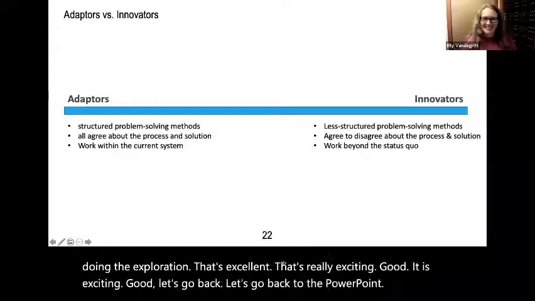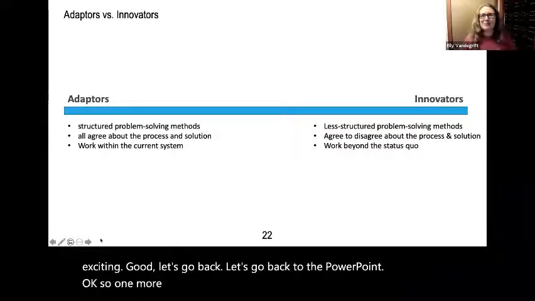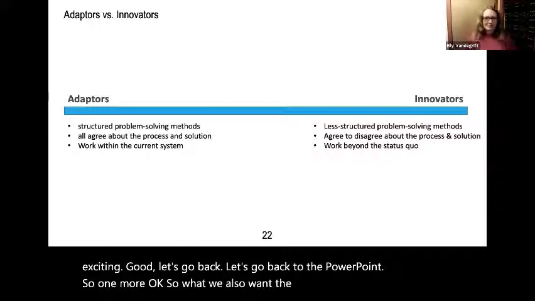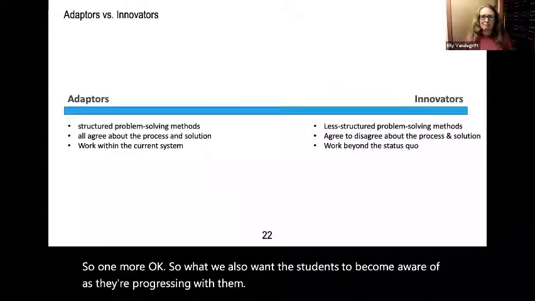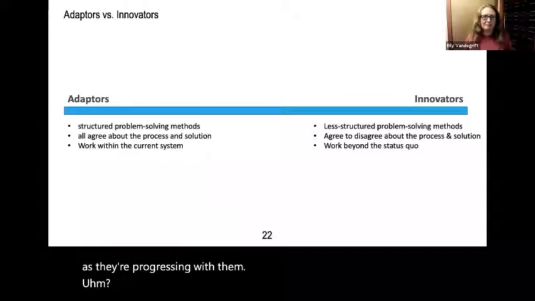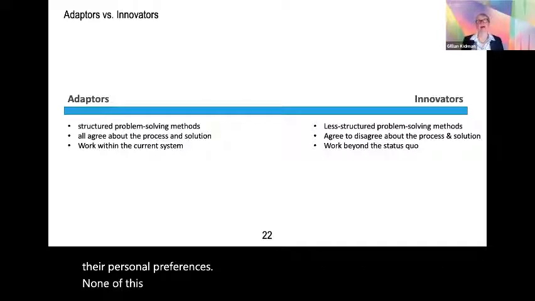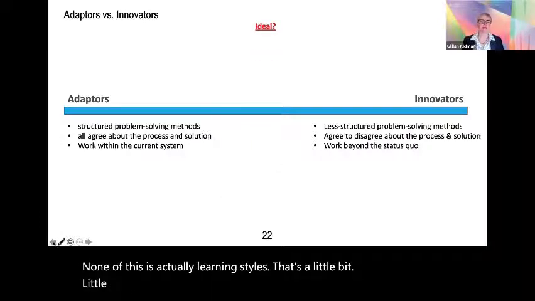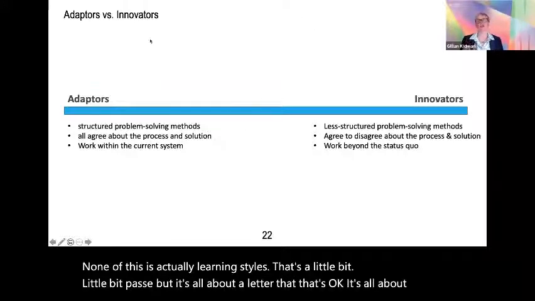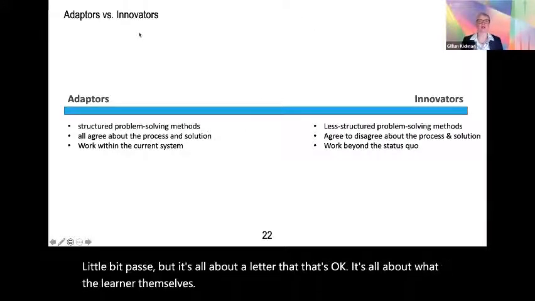Okay, so one more. What we also want the students to become aware of, as they're progressing with their problem solving and their metacognition, is to have a look at what their personal preference is. Now, none of this is actually learning styles. That's a little bit passé, but it's all about what the learners themselves feel is appropriate for them at a time.